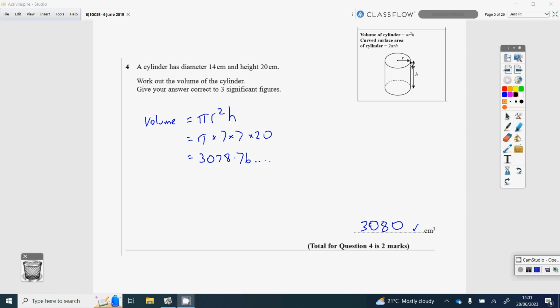Now the radius is half the diameter. So our radius is 7. So it's pi times 7 squared times the height, which is 20. Popping that into a calculator, we get this. Now rounding that to 3 significant figures, we get 3080.